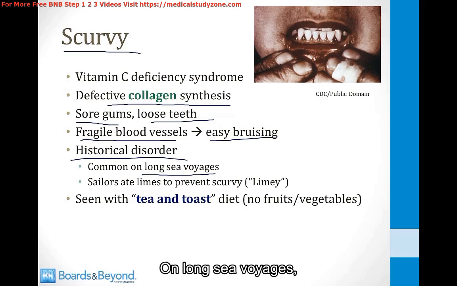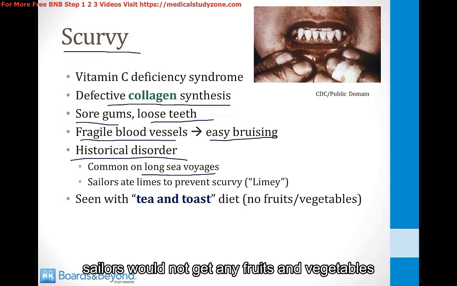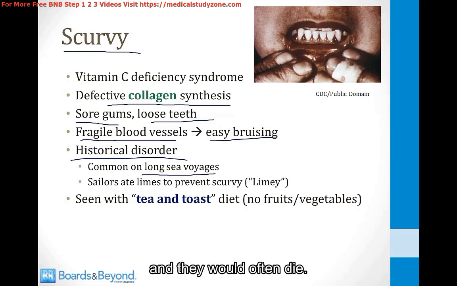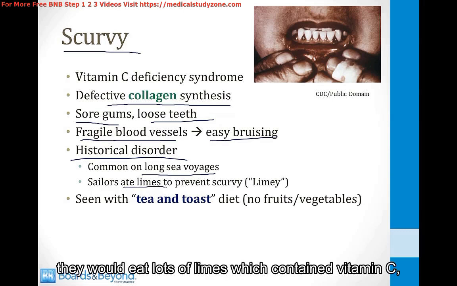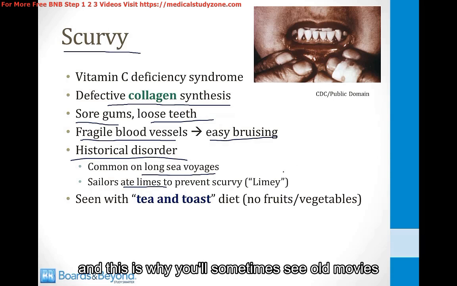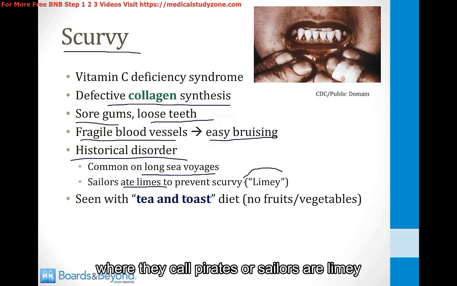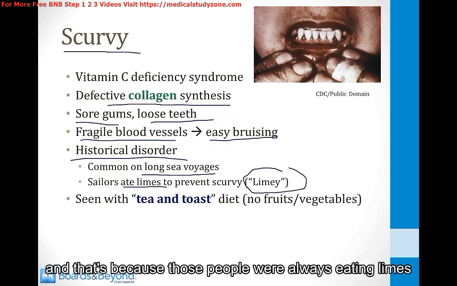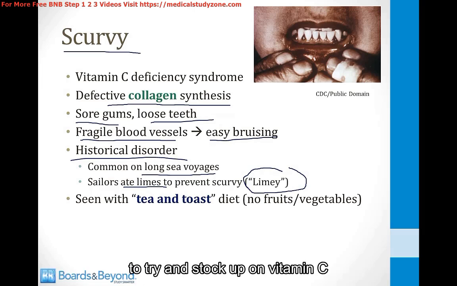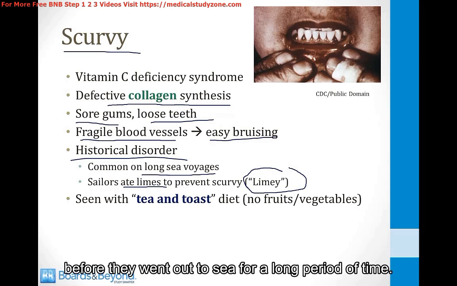On long sea voyages, sailors would not get any fruits and vegetables, and they would develop scurvy, and they would often die. As a result, when sailors were at port, they would eat lots of limes, which contained vitamin C. And this is why you will sometimes see old movies where they call pirates or sailors limey, and that's because those people were always eating limes to try and stock up on vitamin C before they went out to sea for a long period of time.